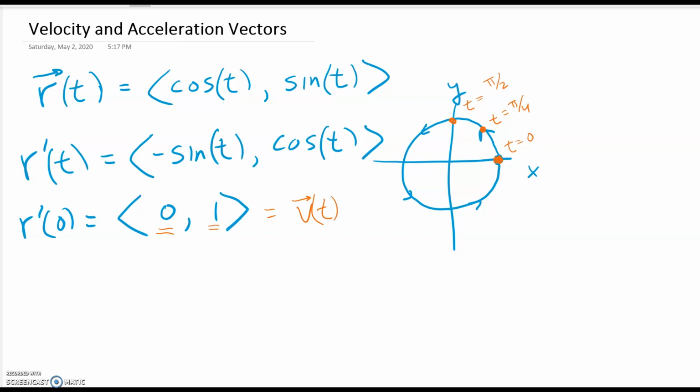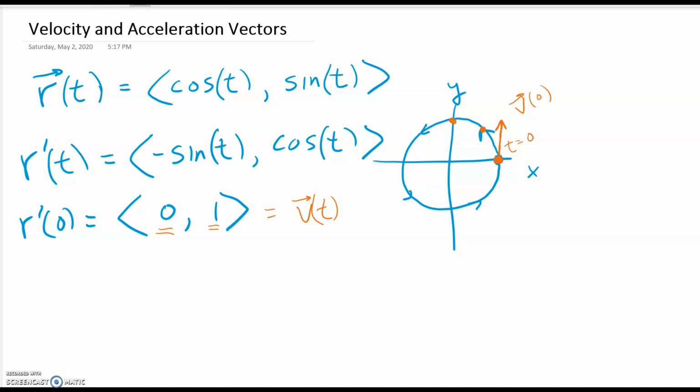So let's draw that. Or let's erase this pi over 4. We'll need that. So let's draw this in red. So right here we have the velocity vector (0, 1). Okay, right there. Actually, let's say v at 0 here.